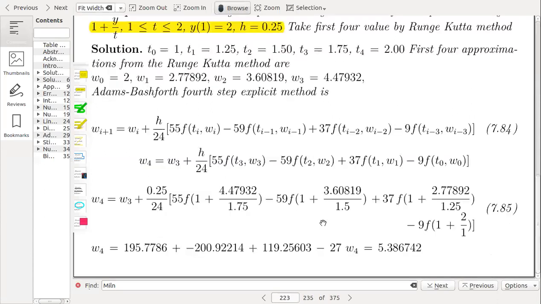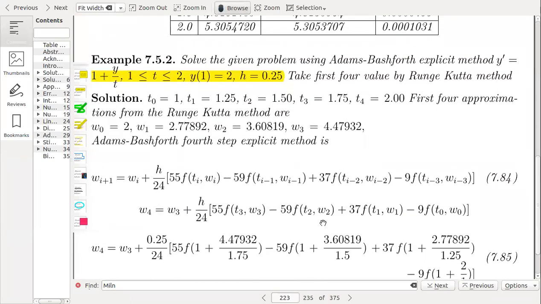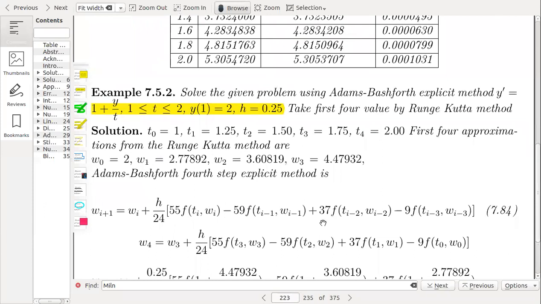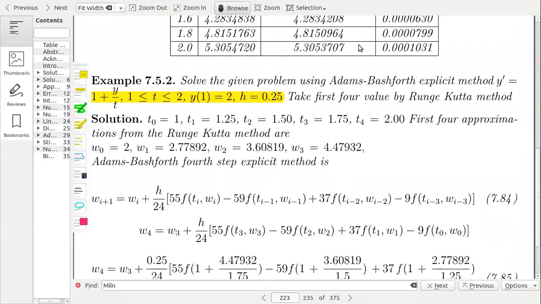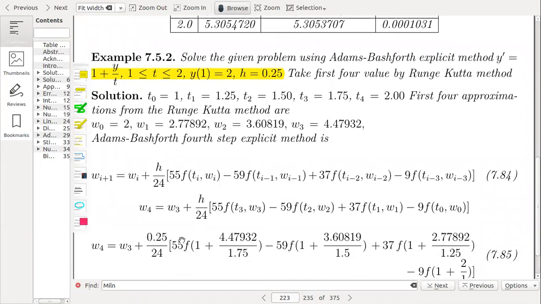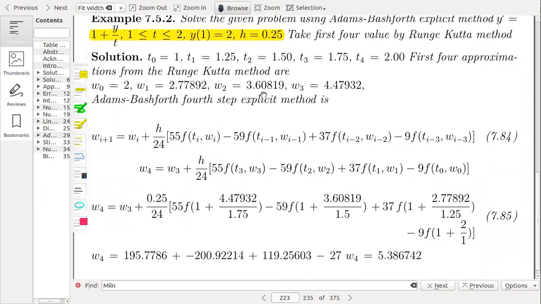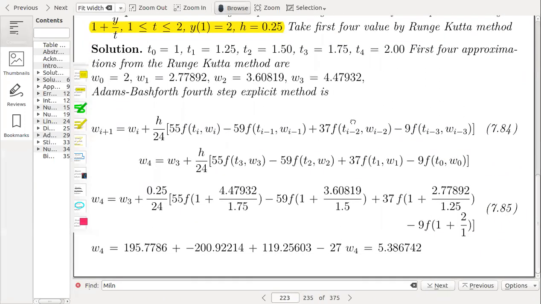So here we just have to use the explicit method, so we need to calculate the predicted value only. We can proceed by just applying this formula w(i+1), and this is the predicted value.